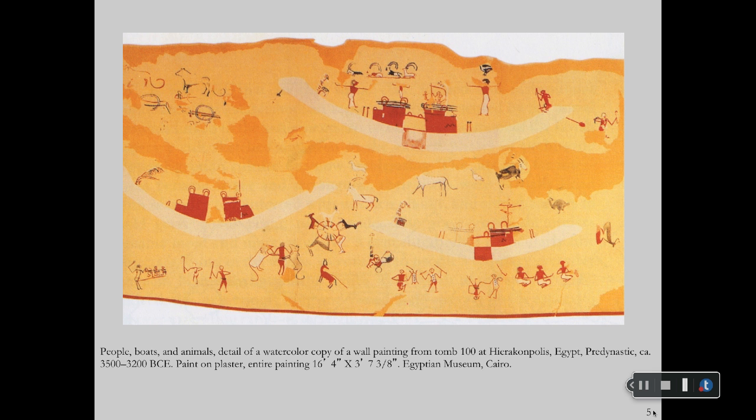Ancient Egypt. A detail of a watercolor from a pre-dynastic period tomb at Hierakonpolis. The mural is painted on a plastered wall and shows us scenes from life, and the man's journey across the river Styx to the afterlife.